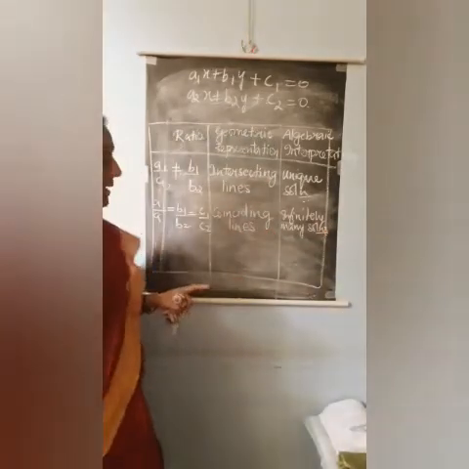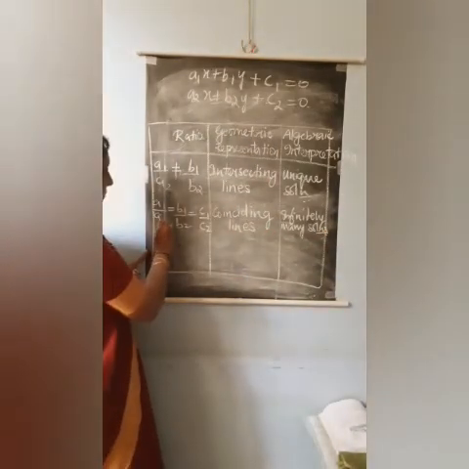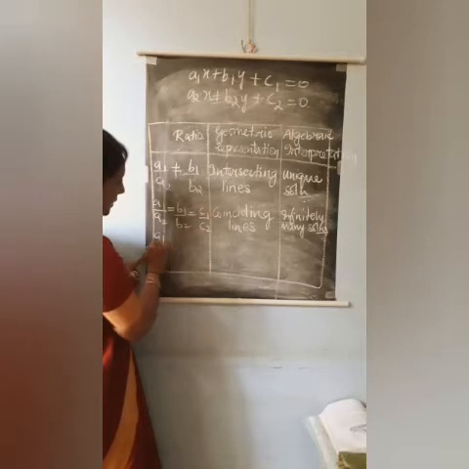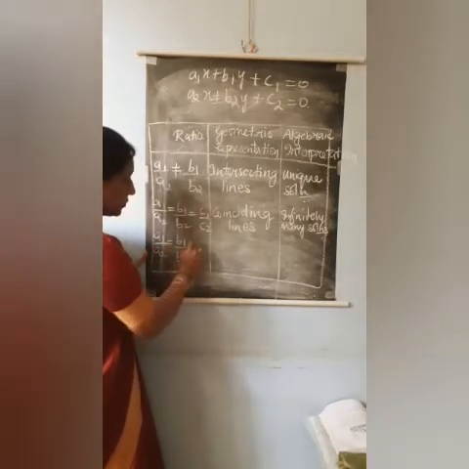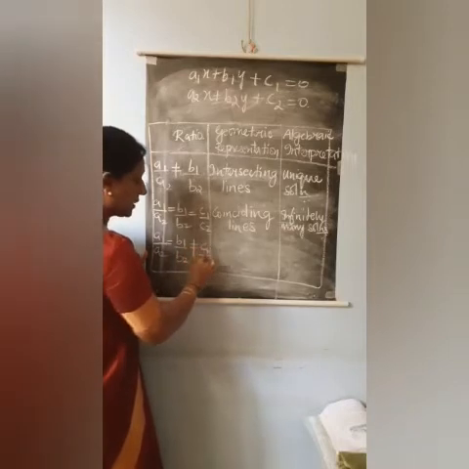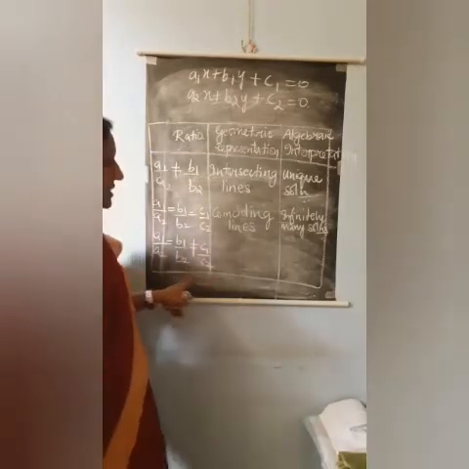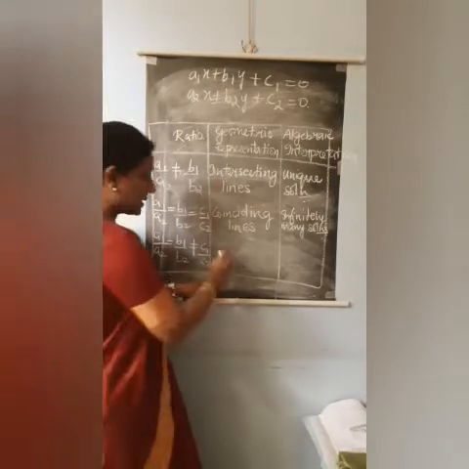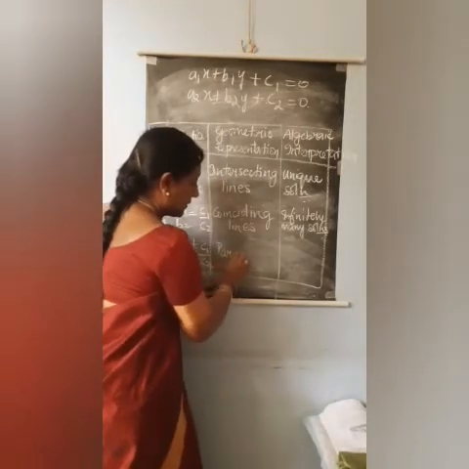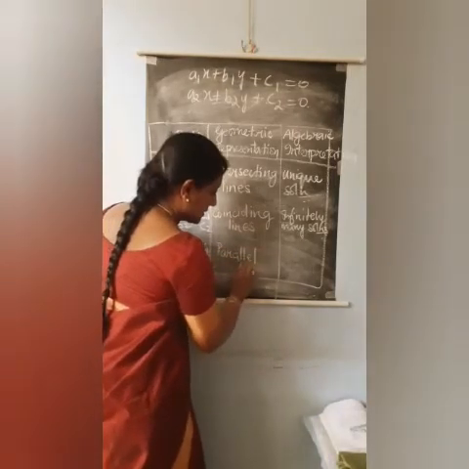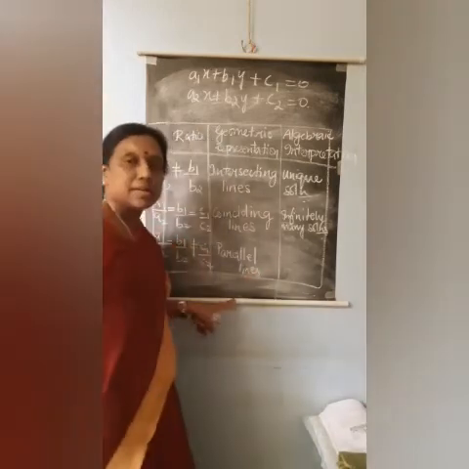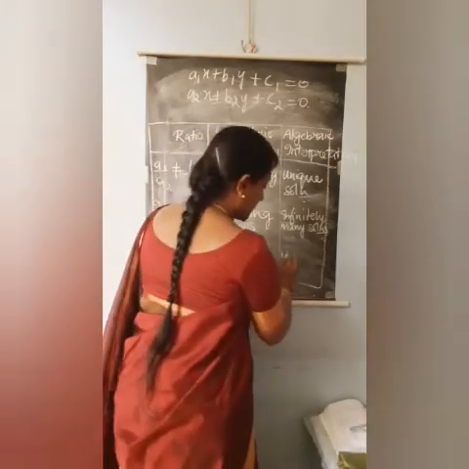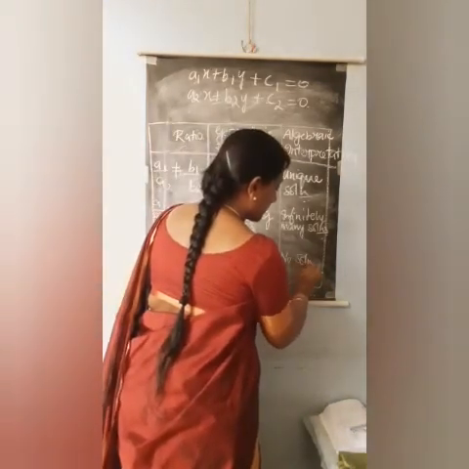Okay. Then the last condition will be a1 by a2 equal to b1 by b2 not equal to c1 by c2. In this case, the geometric representation will be parallel lines and there will be no solution for this.